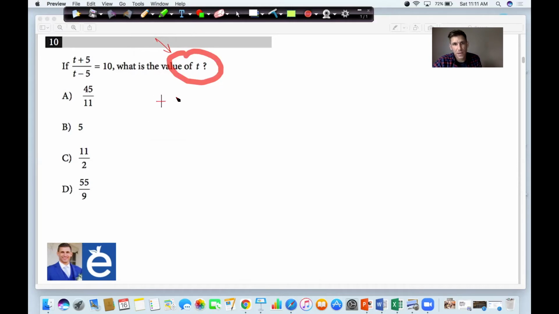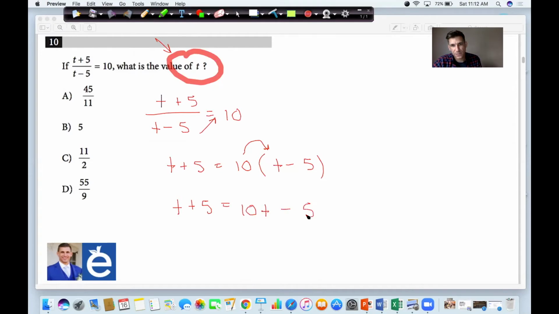Okay, so here I have (t plus 5) over (t minus 5) equals 10. I'm going to cross multiply. I'm going to get t plus 5 equals 10 times (t minus 5). I'm going to distribute, and I'm going to get t plus 5 equals 10t minus 50, right? Now I'm going to bring the 5 over. Actually, you know what I'll do? I'll bring the 50 over so that way it stays positive. Yay. And why did I choose to do that? All my answers are positive. Yay, right? So that helps guide my thought process.